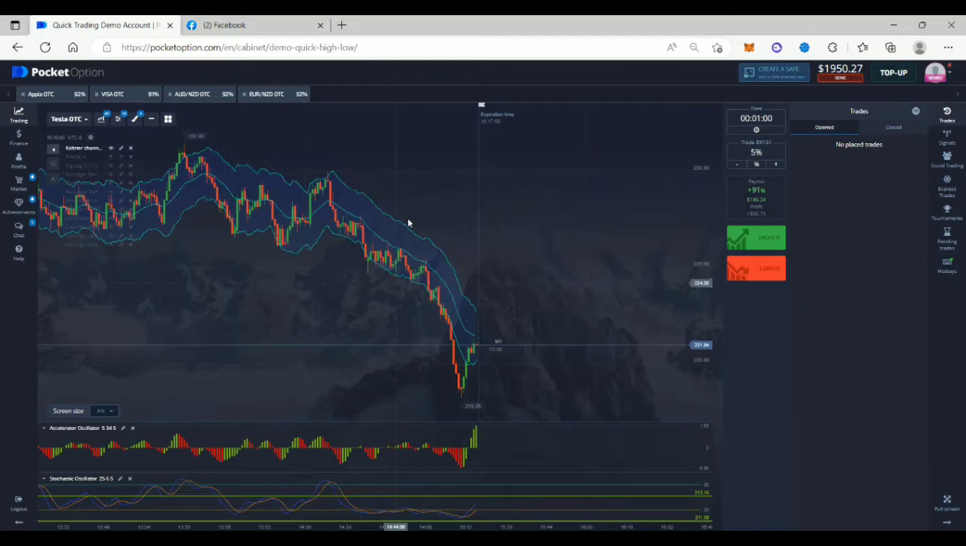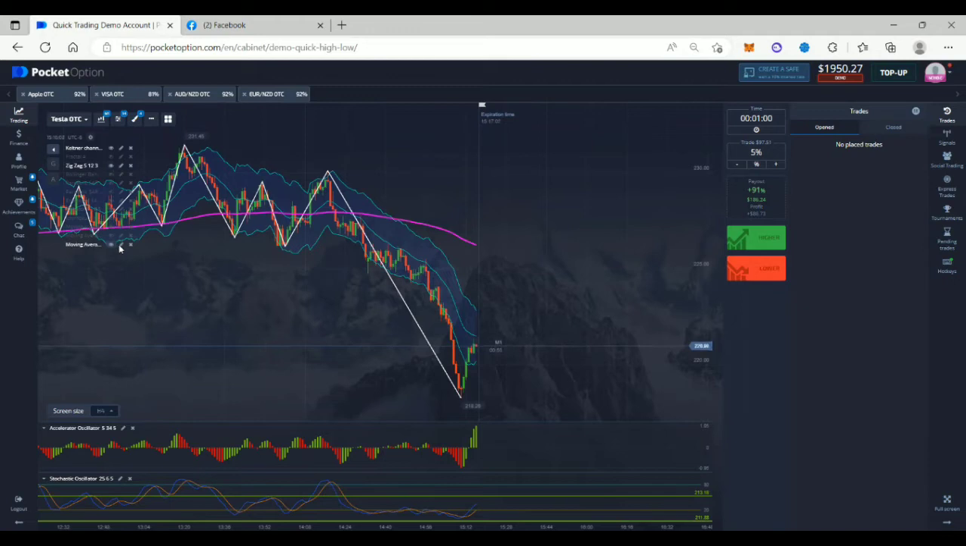And then I have the zigzag, and I have the 200 moving average. I also have my awesome oscillator and my stochastic oscillator. My stochastic settings on here are different than the ones that I've given you before. My settings on here are 25, 6, and 5. So those are my settings here.